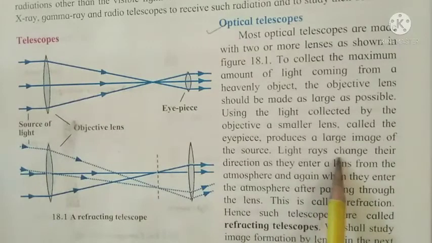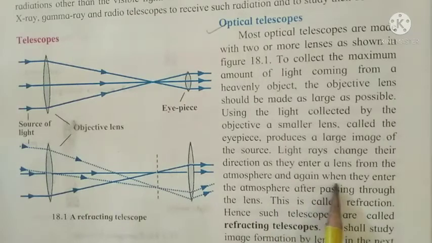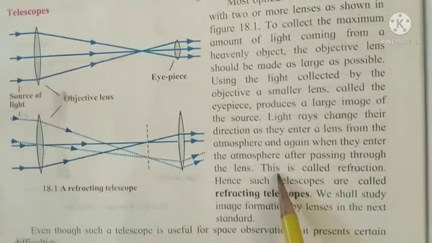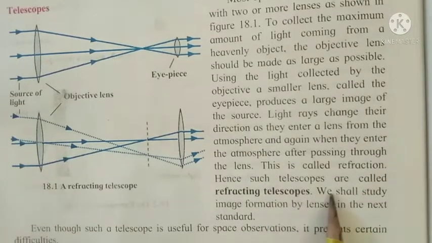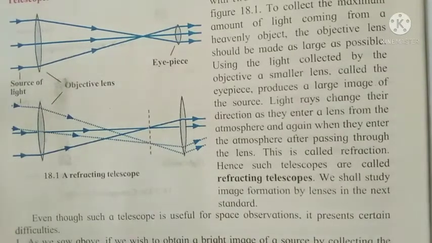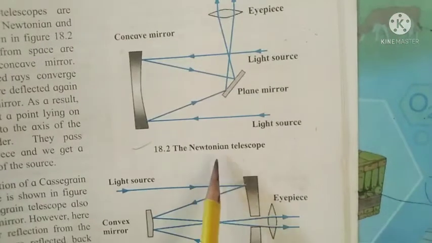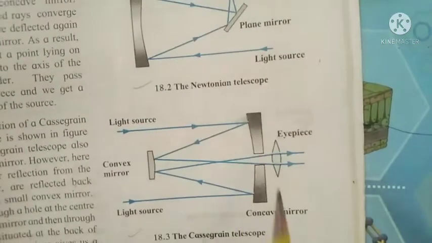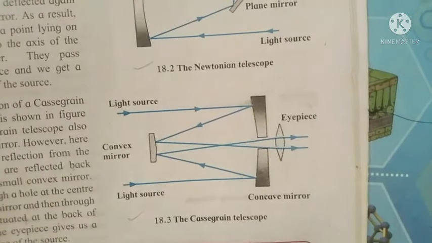Then see the telescope, the optical telescope is here. Here the light rays change their direction as they enter the lens from the atmosphere, and again they enter the atmosphere after passing through the lens, and this is called refraction. Such telescopes are called refracting telescopes. See here, these are the two types of telescope, the Newtonian telescope and here the Cassegrain telescope.